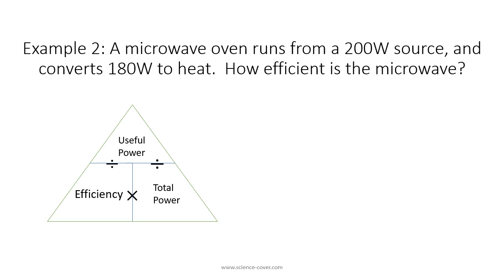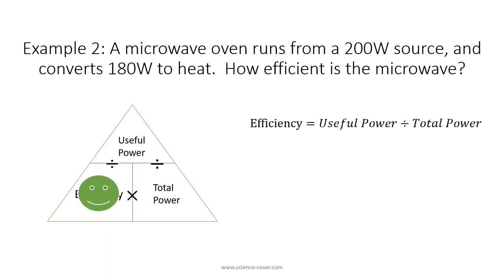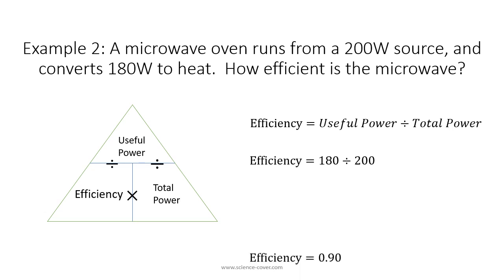Example 2. A microwave oven runs from a 200 watt source and converts 180 watts to heat. How efficient is the microwave? Well, in this case I want the efficiency, so cover up the efficiency, and we're given the useful power divided by the total power. Substitute in the two numbers that I'm given in the question, so 180 being the useful power and 200 being the total power. And 180 divided by 200 gives me 0.9 as an efficiency.